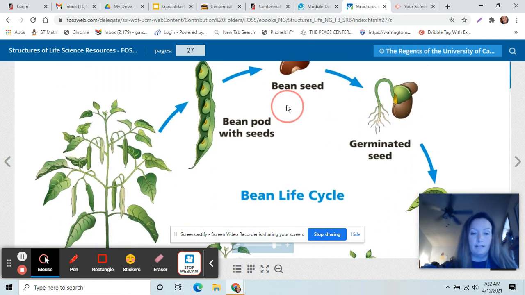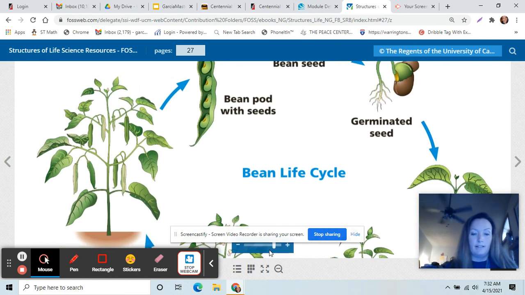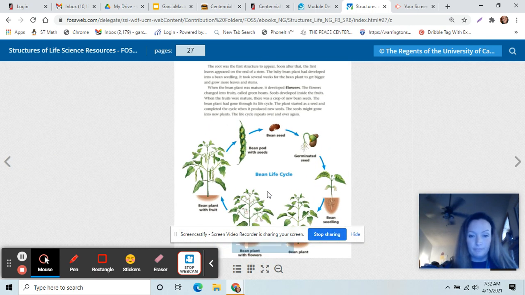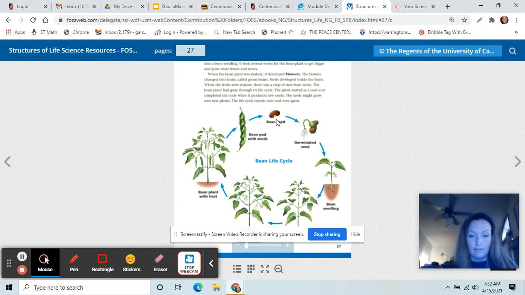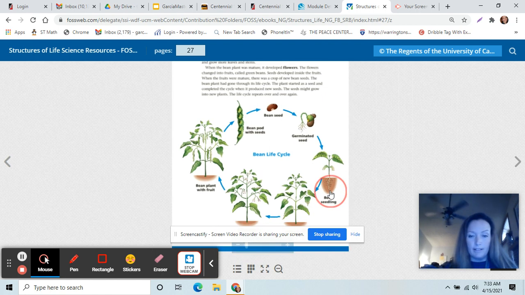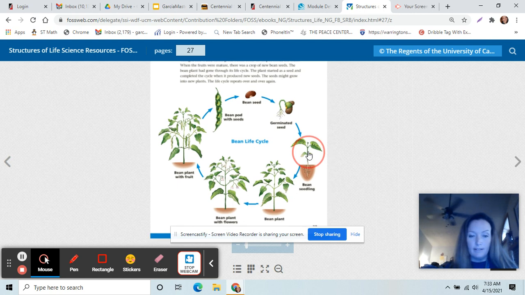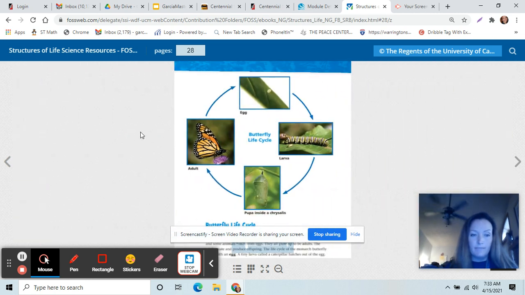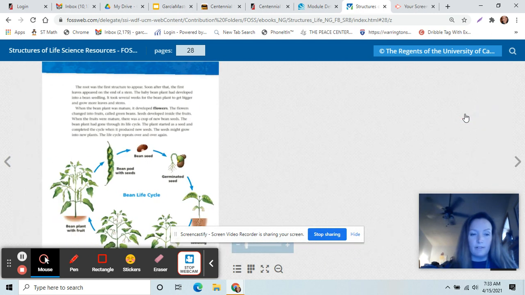Let's take a look at this diagram here. So the bean seed, germinated seed is a word that we've been exploring and investigating. The bean seedling, the bean plant with flowers, bean plant with fruit, bean pod with seeds, and then we're back to our seed again.